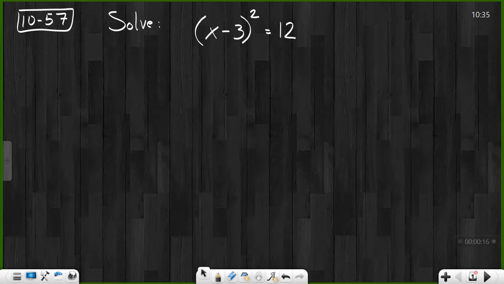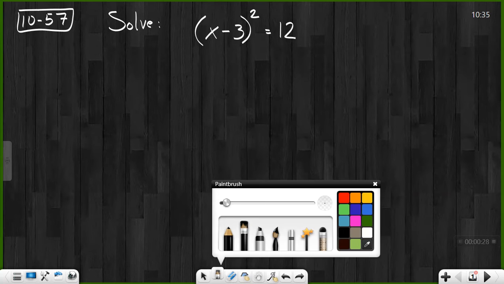This is a perfect square equation because we have what we see in front of us as a perfect square group. That's this piece right here. That piece that says a group being squared is going to be a perfect square trinomial, and that's why this is a perfect square equation.